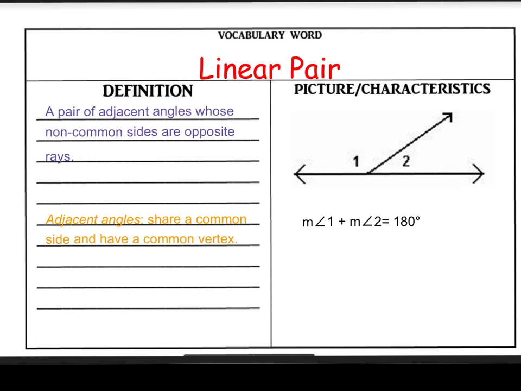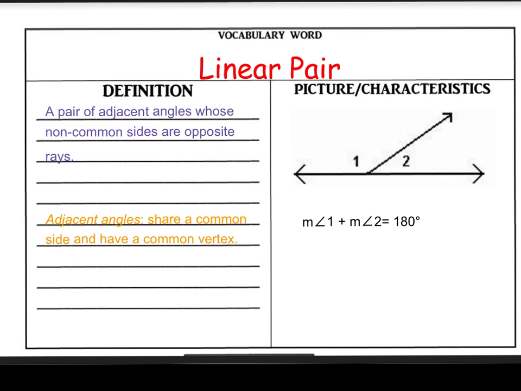I have my angle 1 right here. Angle 2 is here. They have this common side right here that they are sharing. The vertex is right here. Okay. And by the definition, they also have non-common sides that are opposite rays. So I have a ray right here, and it's going in the opposite direction to this ray right here.